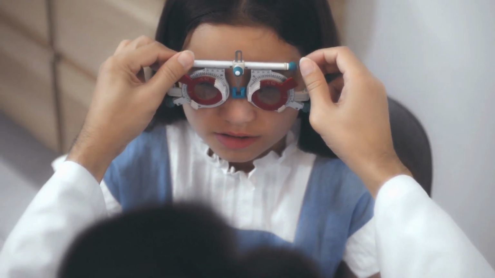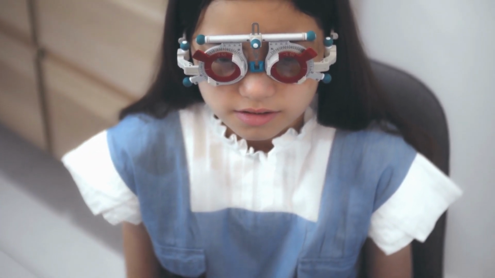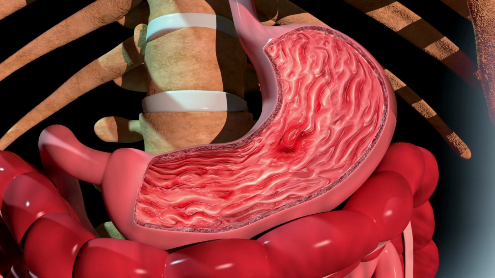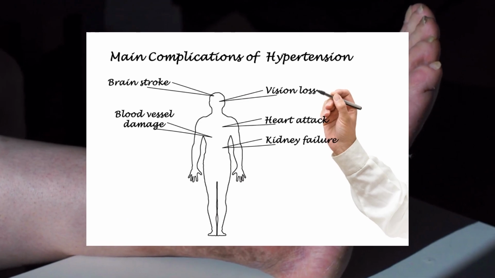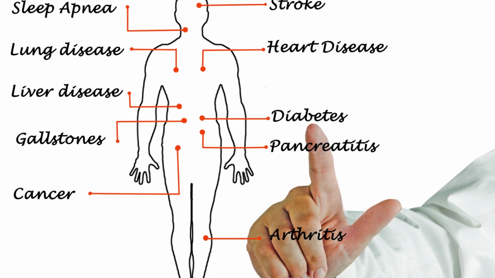In some cases, SCD can cause damage to the blood vessels in the eyes, leading to vision problems. 7. Ulcers. SCD can cause painful ulcers, particularly in the legs and feet, which may be slow to heal. 8. Increased risk of complications.